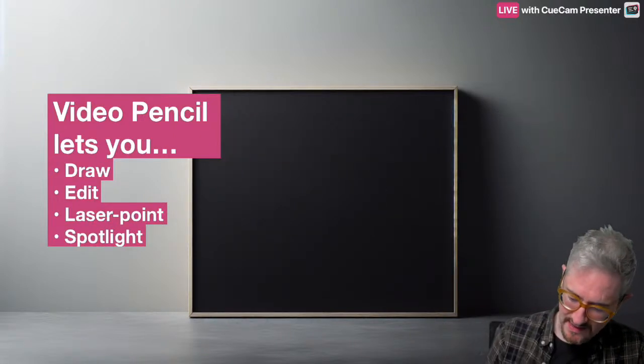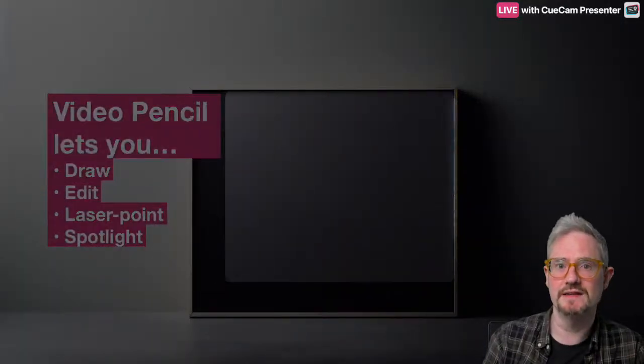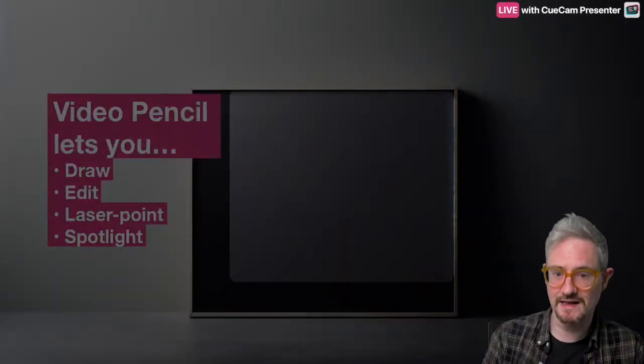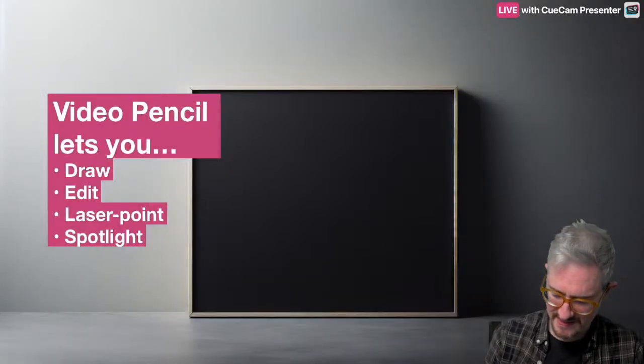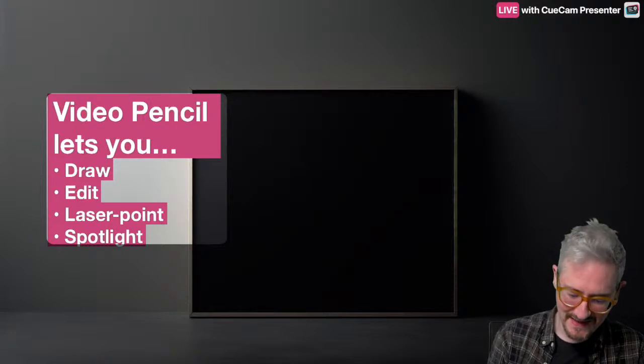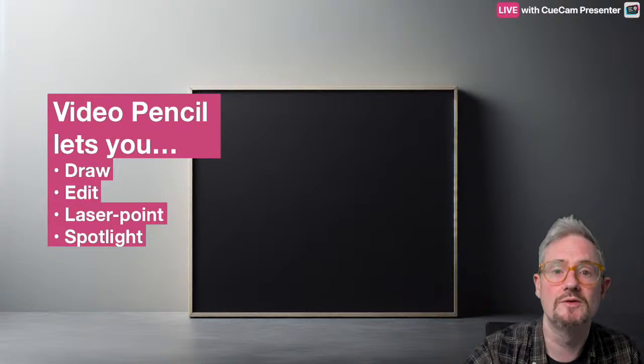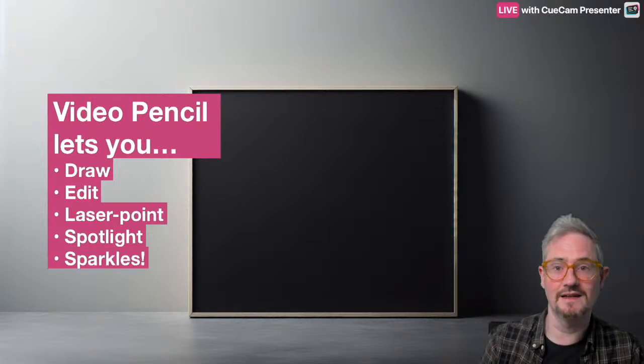So you could say, let's talk about just this area of the screen, and draw something here. Or maybe it would be better to spotlight. Let's just talk about this area of the screen, and now it's really easy to draw and focus on that. You can also do the thing that we all love. Sparkles. If you ever pull that out on a video call, people are going to remember you because it's fun.